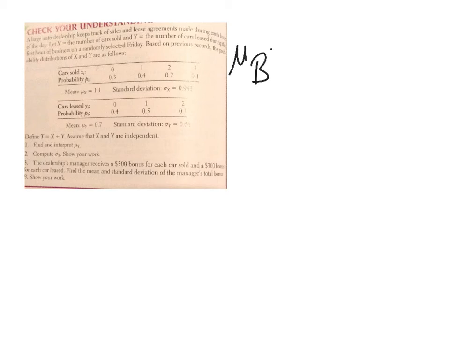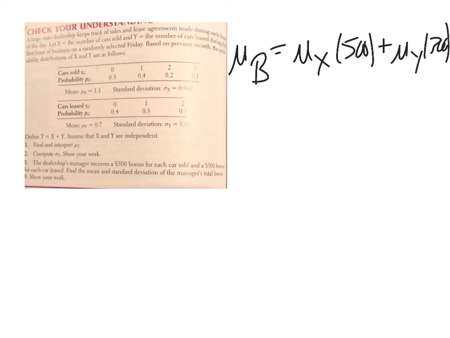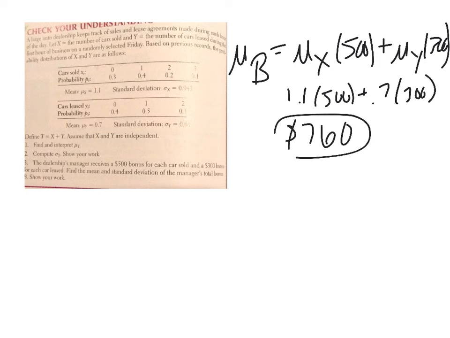My mean for both is going to be the mean of the cars that are sold times his bonus, plus the mean of the cars that are leased, again, times the bonus for that, which is 300. So when I sub in 1.1 times 500 plus 0.7 times 300, I get $760. So that is going to be his mean, or his average bonus, during that first hour that they are doing business on a randomly selected Friday.